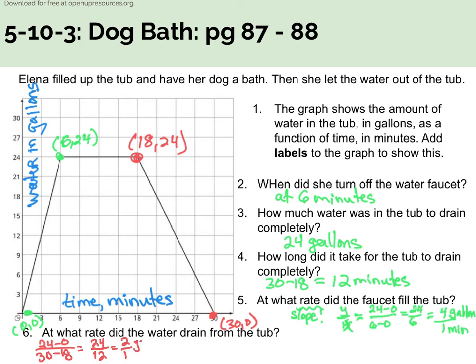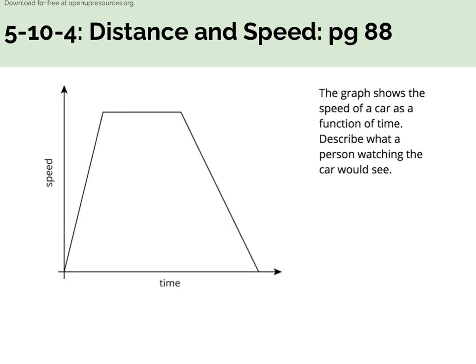So it is 2 gallons for every 1 minute. And that's how it drains out of the tub. So this is just a way of looking at different pieces of this graph and finding out the slopes, finding out different information as far as our x and our y, or our independent variable and our dependent variable.